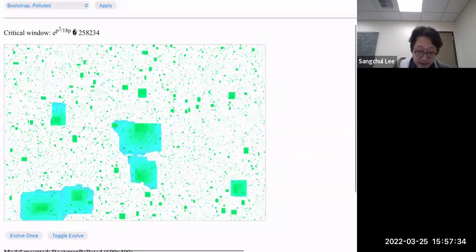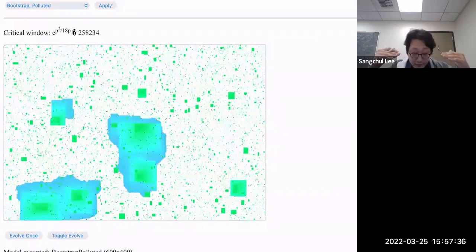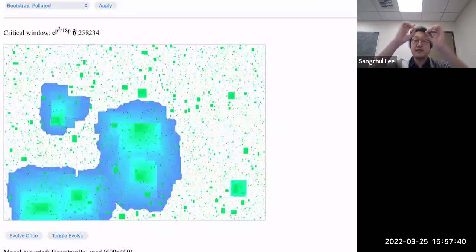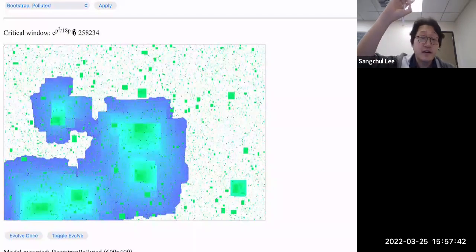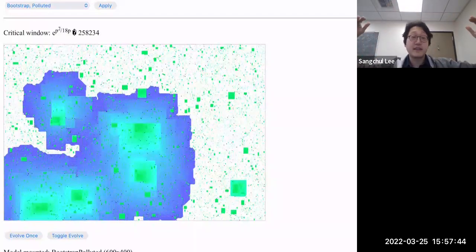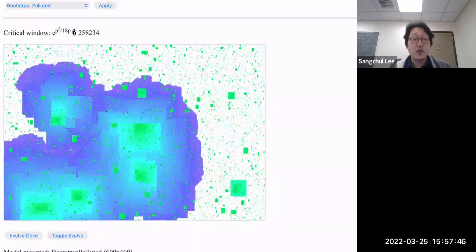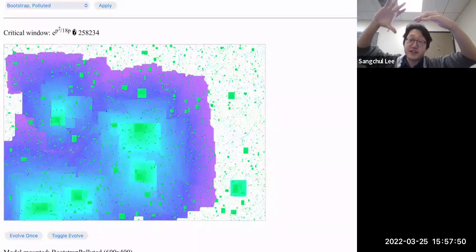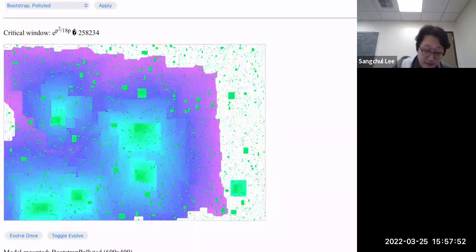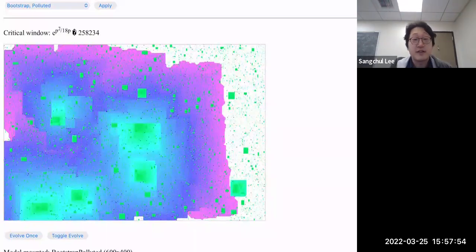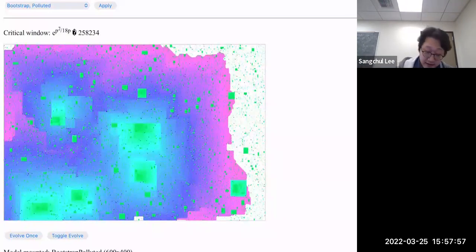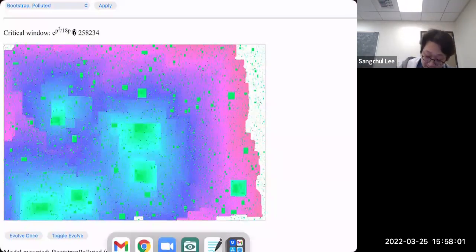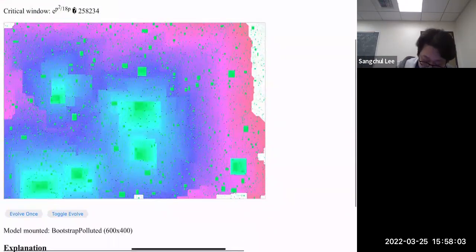So you see, for example, here the growth doesn't occur isotropically, but rather it is sometimes blocked by something until it is overcome by the growth from the other directions. So it is quite non-trivial to track this growth in the polluted bootstrap percolation.